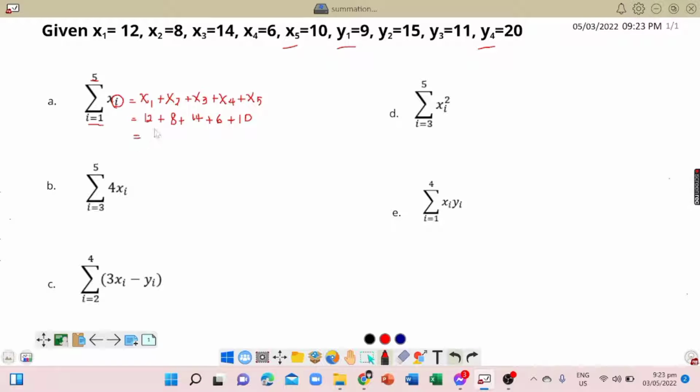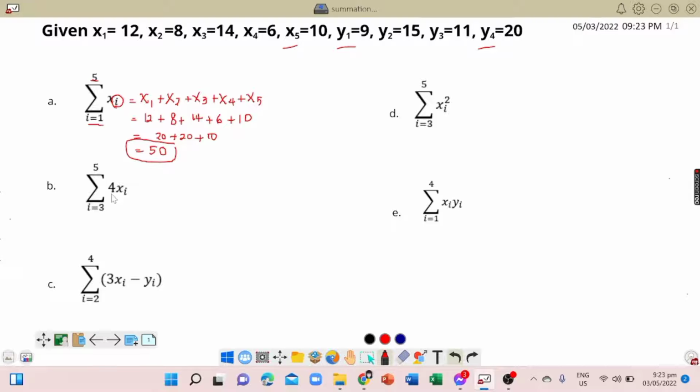Okay, let's just add. So, 12 plus 8 is 20. Then, 14 plus 6 is 20. Then, plus 10. So, 20 plus 20 plus 10, we have 50. So, the answer here is 50. Okay, let's proceed to letter B.